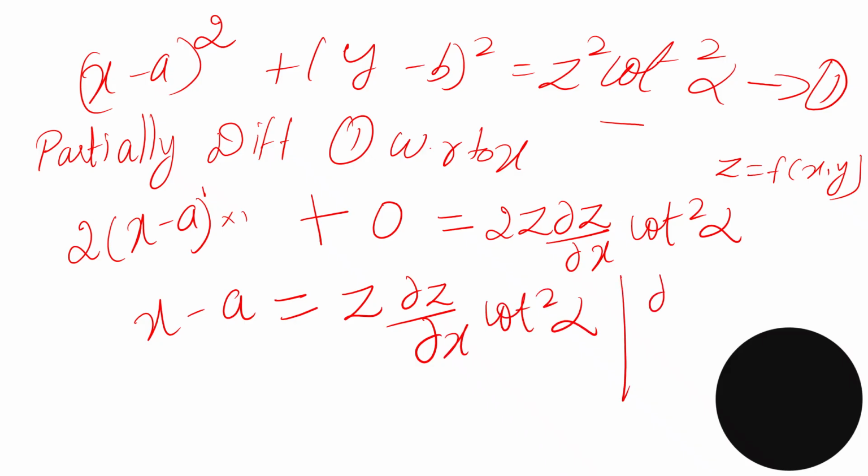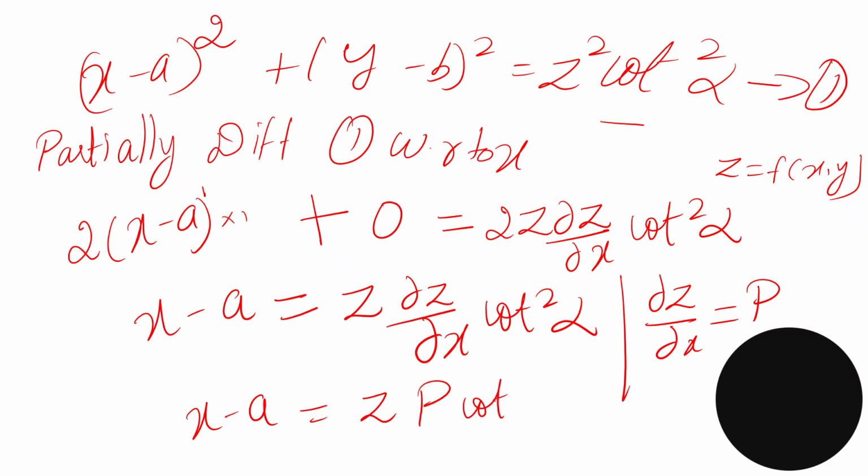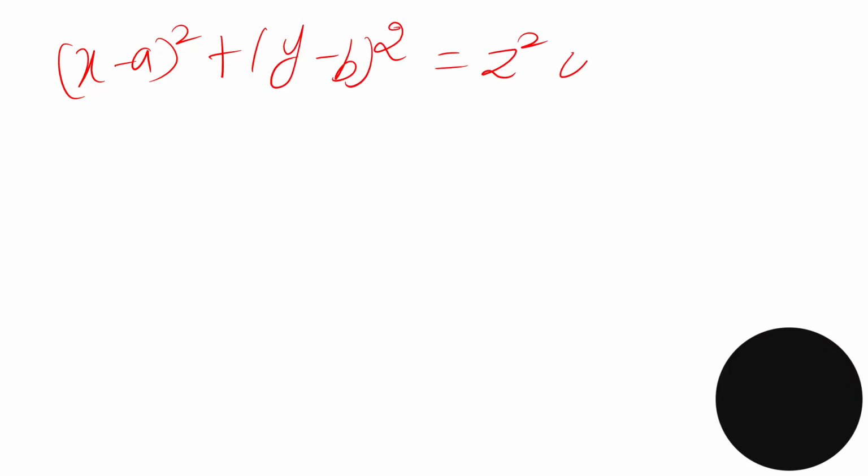What notation are we following? Dou z by dou x equal to p. So x minus a equal to z p cot square alpha. Denote this as equation 2. Next, differentiate the equation. This is your given equation.